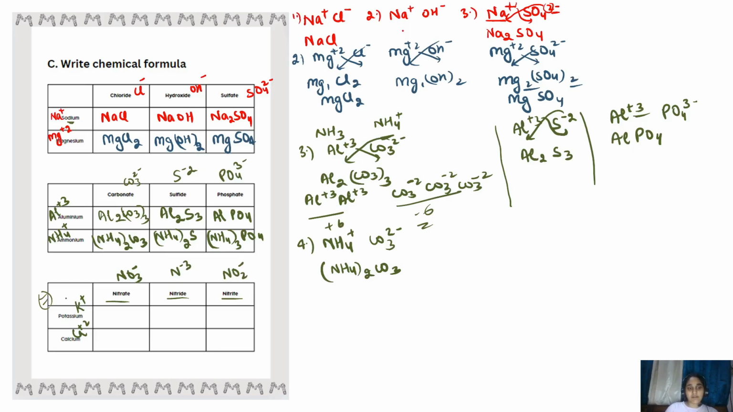Okay, this is your assignment question. You have to write the chemical formulas for potassium nitrate, potassium nitride, potassium nitrite, and similarly for calcium, and comment below.